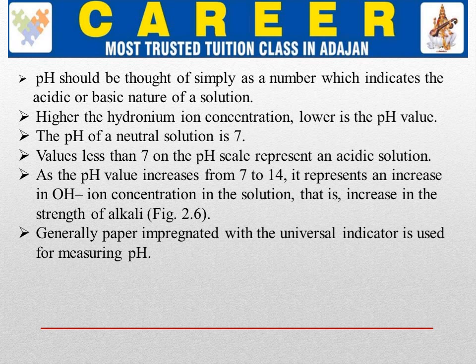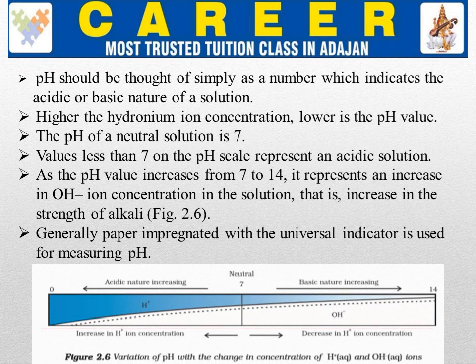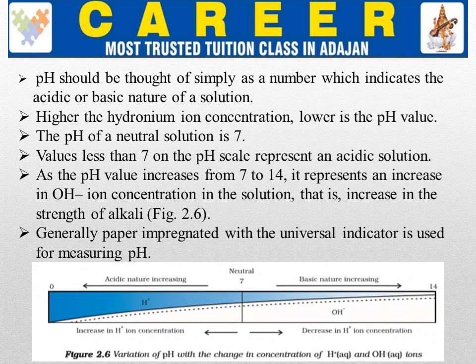Generally, paper impregnated with the universal indicators shows the different measurements in pH. You can see that whenever 0 value is there, concentration of H plus ion is very high. As the value of pH increases, concentration of H plus ion decreases. And when the pH value is nearly 14, concentration of H plus approaches a negligible value. दैट इज जितना पीएच बढ़ेगा उतना H प्लस का कॉन्सेंट्रेशन कम होगा और जितना पीएच कम होगा उतना H प्लस का कॉन्सेंट्रेशन ज्यादा होगा.